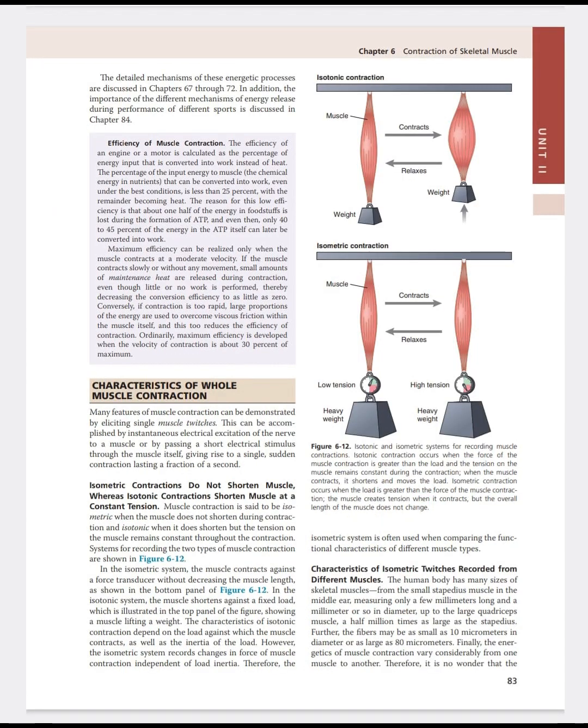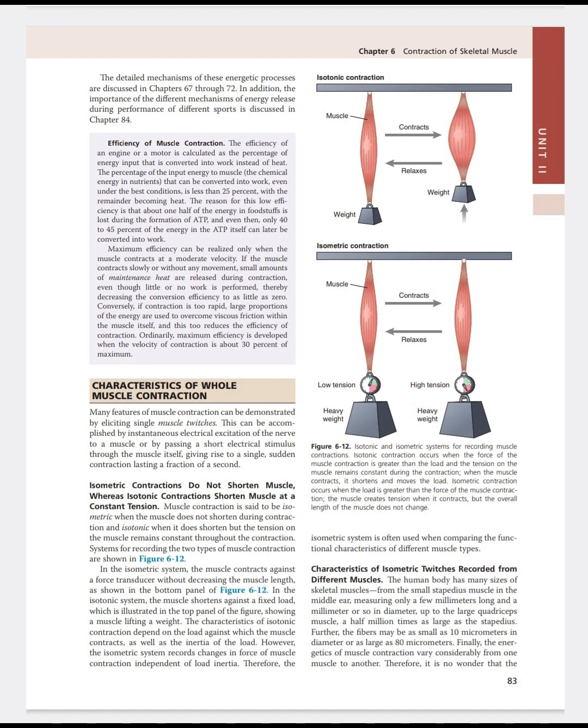Sorry, the next page, 83, characteristics of whole muscle tension. Highlight this heading. Isometric contractions do not shorten the muscle, whereas isotonic contractions shorten the muscle at a constant tension. Just highlight this heading only, not any paragraph or any line under this, just this heading.